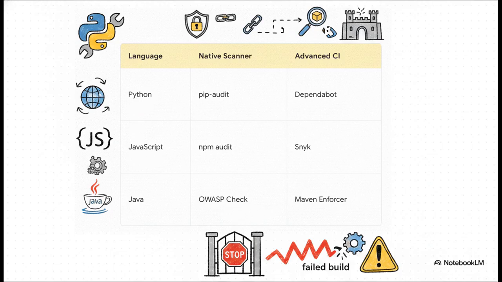And for Java developers, the OWASP Dependency Check plugin is standard, combined with Maven Enforcer and Snyk. But here is the absolute golden rule across all of these. Your CI pipeline must act as an unforgiving gate. If these tools detect high-severity vulnerabilities, they need to fail the build immediately.